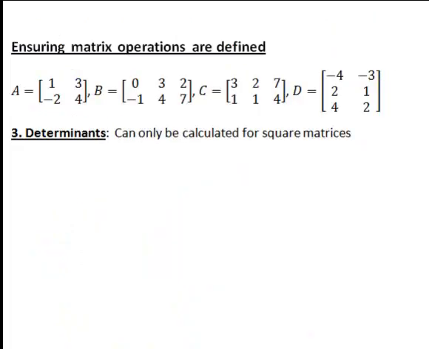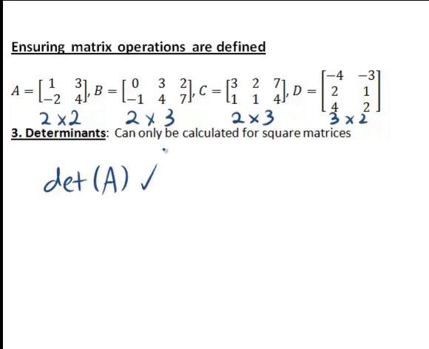The next question is, when can we calculate the determinant of a matrix? And the answer is, a determinant can only be calculated for square matrices. And a square matrix has the same number of rows and columns. So here matrix A is square, being a 2 by 2 matrix, but matrices B, C and D, they are not square. So therefore, of the above matrices, we could only compute the determinant of matrix A.